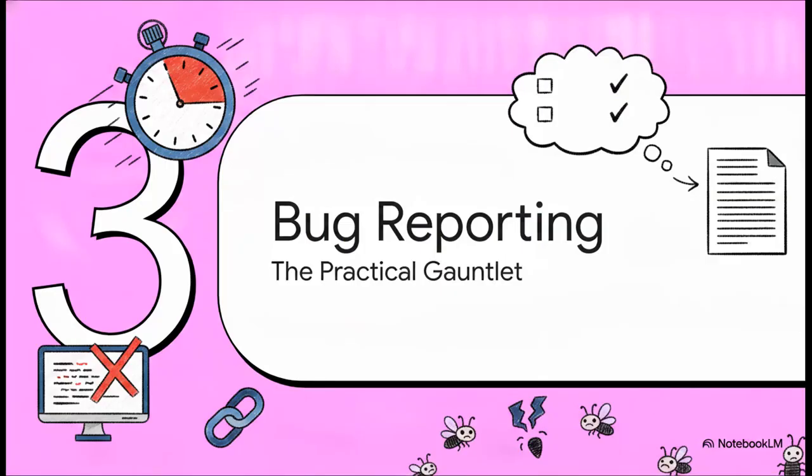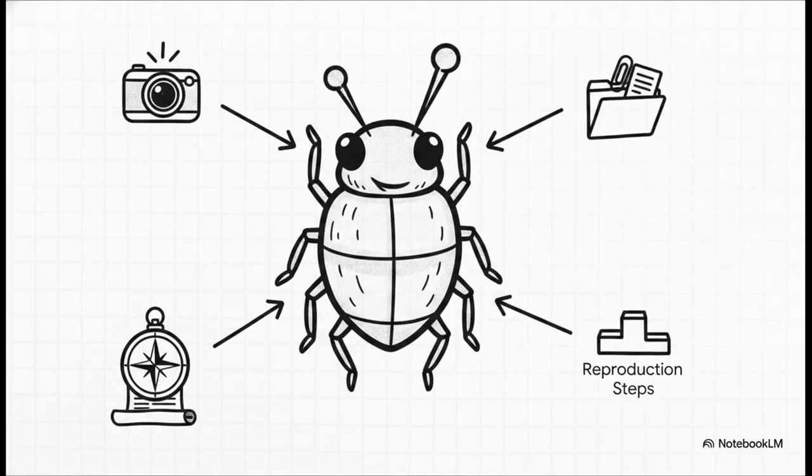Up next, Section 3, Step-by-Step Bug Reporting, the Practical Gauntlet. Okay, put yourself in this scenario. You have exactly 1 hour of remote PC access at Enosis. You find a defect. How do you structure that bug report under simulated pressure? Well, a vague report instantly disqualifies you.